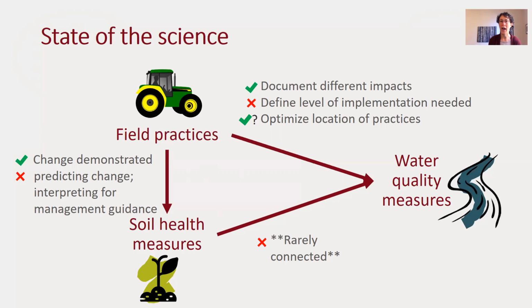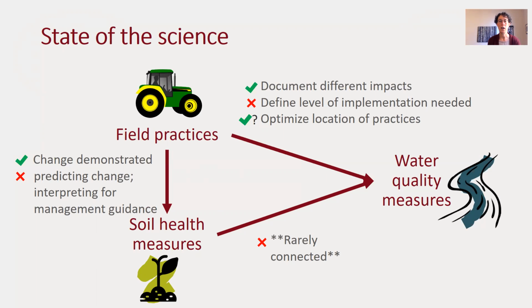And so we haven't defined how much of a watershed needs to be covered by a practice in order to reach water quality goals. And the third bullet there, we have a pretty good idea how to identify critical source areas where practices should be targeted. But I'm not sure if we know where to site practices to most cost effectively impact the flow out of a watershed.